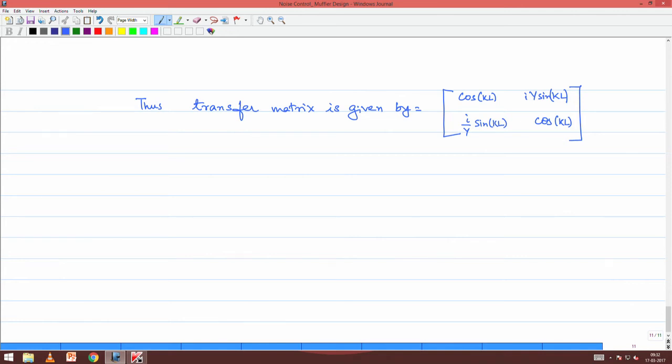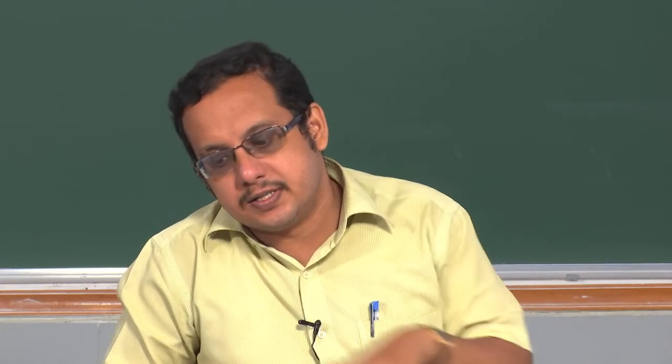Please note that it is not symmetric. Was it expected to be symmetric? Finite element matrices always turn out to be symmetric. This is not finite element, this is the transfer matrix method. Here you are not relating P2, P3 with V2, V3. If you had done so, you would have got a symmetric matrix, but here it is not about relating the pressure variables at both the ends with the velocity variables at both the ends. It is about relating the pressure and velocity states at one end with the states at the other end.